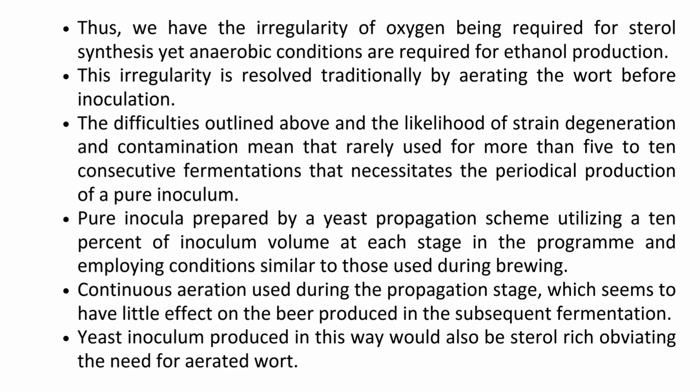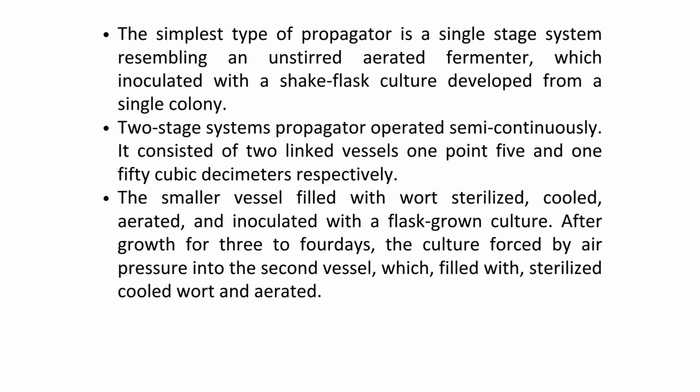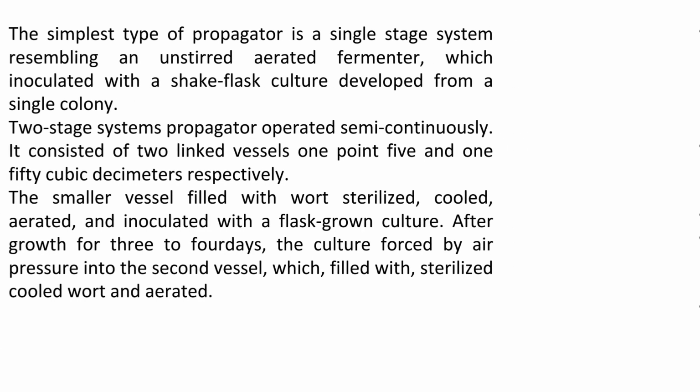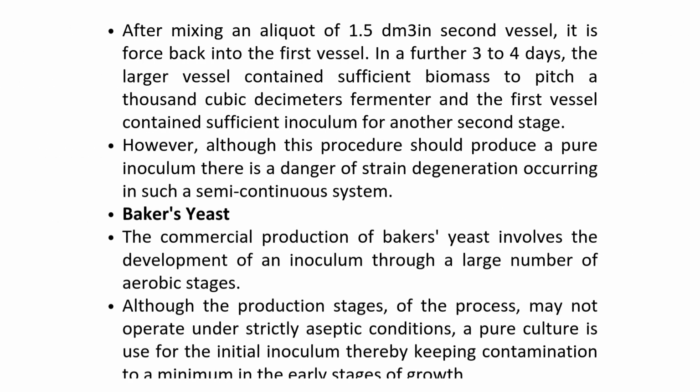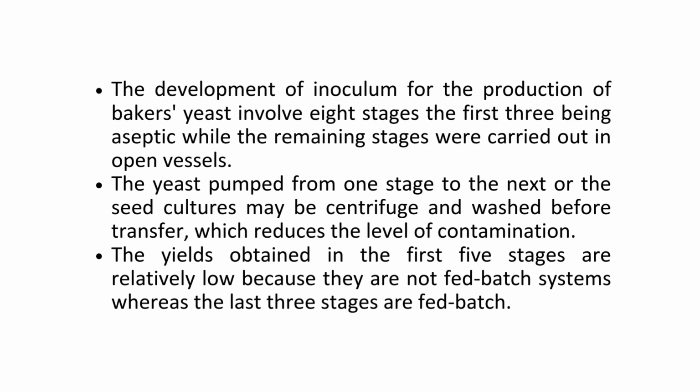Pure inocula are prepared using a propagation scheme with a 10% inoculum volume at each stage and continuous aeration, producing sterol-rich yeast. Propagators can be single-stage or two-stage semi-continuous systems, though there is a risk of strain degeneration. For baker's yeast production, an inoculum is developed through many aerobic stages. The first 3 stages are aseptic to minimize contamination. The yeast is pumped or centrifuged between stages. The first 5 stages have lower yields as they are not fed batch, while the last 3 are fed batch systems for higher productivity.